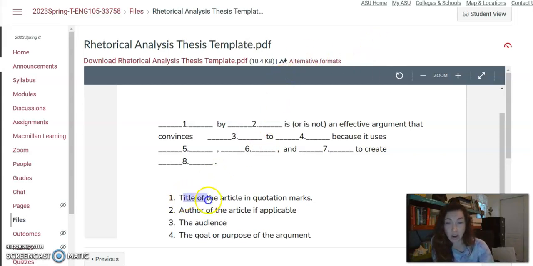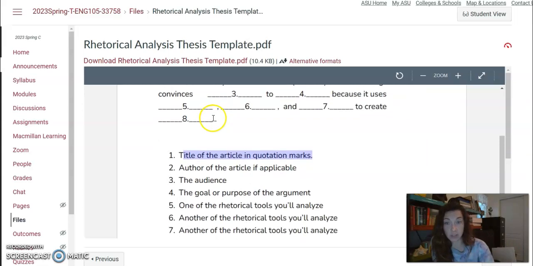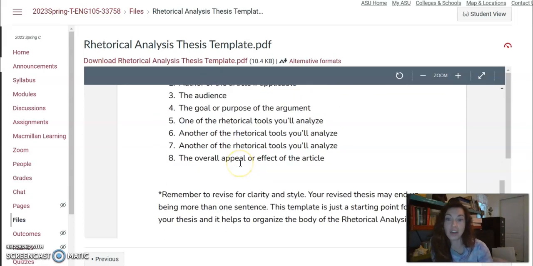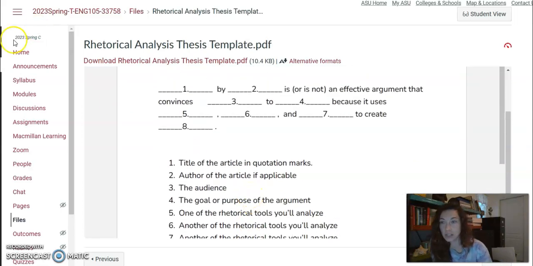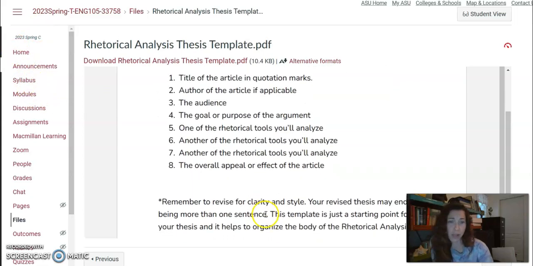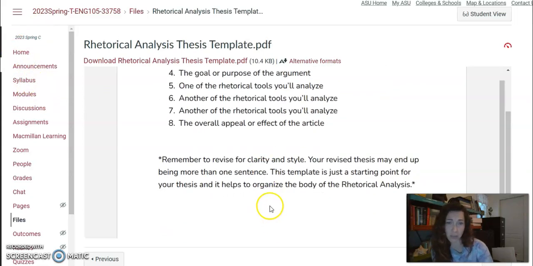So you have the title of the article in quotation marks. If you didn't know that, article titles go in quotation marks. Or the YouTube video or whatever you're using. The title of the article by, and then you have the author's name, is or is not an effective argument that convinces whoever the audience is to whatever the goal or purpose is, because it uses these tools, 1, 2, 3, to create an overall sense of whatever, all right? You just plug and chug and then revise it. It's a starting point to help you organize.